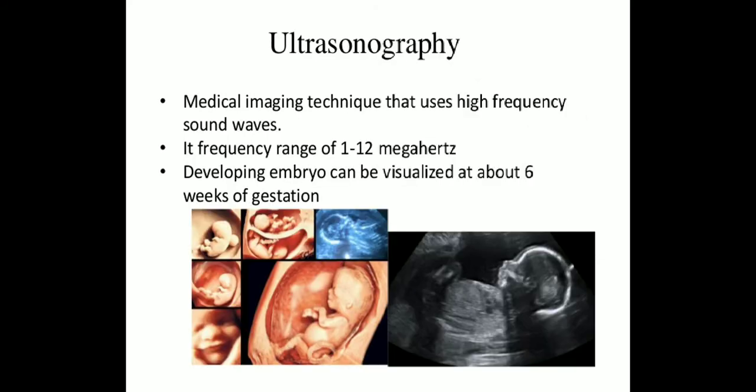This is the commonest technique which we perform in a pregnant lady, that is ultrasonography. It is a medical imaging technique that uses high frequency sound waves, with the frequency range between 1 to 12 megahertz, and the developing embryo can be visualized at about 6 weeks of gestation. That means in the first trimester itself we can rule out whether the mother has conceived or not, or if there is any chromosomal abnormality.